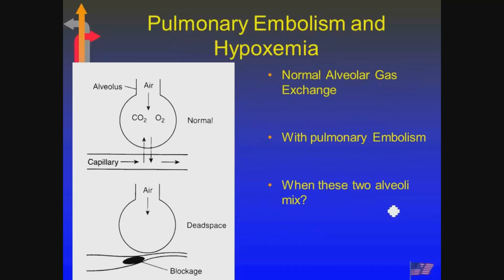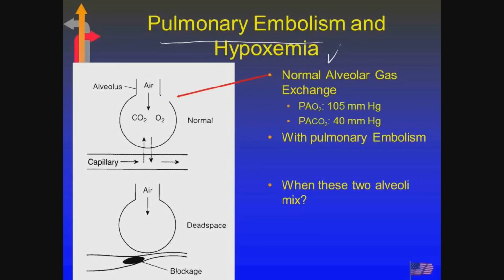All right, let me just diverge a little bit here and talk about pulmonary embolism and the presence of hypoxemia. If you think about it, normal alveolar gas exchange is what we have on top, right? And I end up having basically an alveolar PaO2 of about 105 and an alveolar carbon dioxide of about 40. Is that a fair estimate? Nod your heads and say yes.